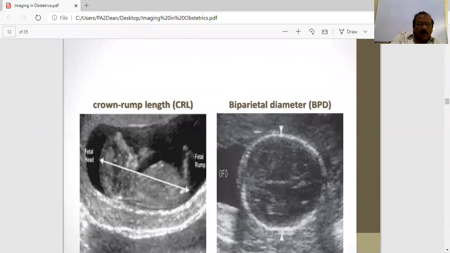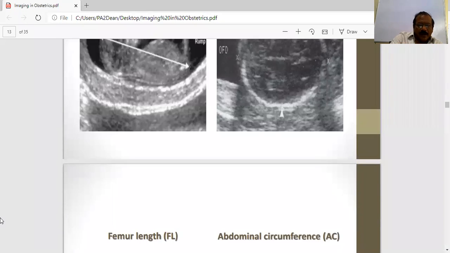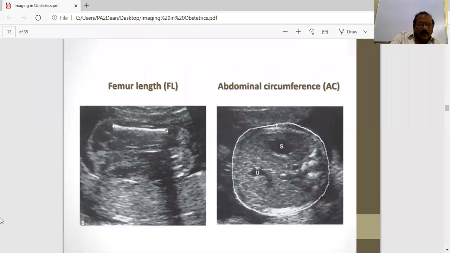This is the crown rump length, or CRL. This is the biparietal diameter. We have to take the biparietal diameter at the arrow sign, that means corpus callosum. You are finding the arrow sign at that section. You have to take the biparietal diameter and femoral length. We can ascertain and assess the fetal gestation rate.